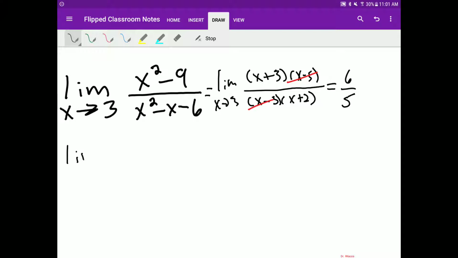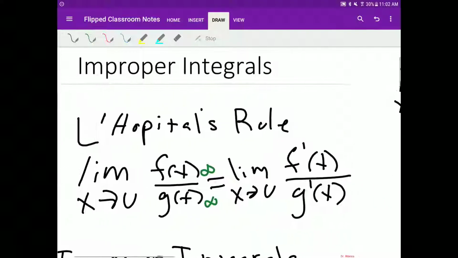So if we apply L'Hopital's rule, we can say the limit as x goes to 3. Now we take the derivative of x squared minus 9, which is 2x, and we take the derivative of x squared minus x minus 6, which is 2x minus 1. And now we can substitute those directly to get 6/5. Okay, so as we evaluate these improper integrals, there may be cases where we need to use L'Hopital's rule, where we take the limits and get right to where we're supposed to be.